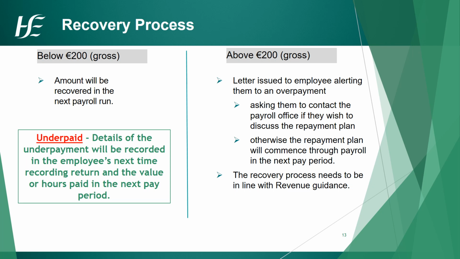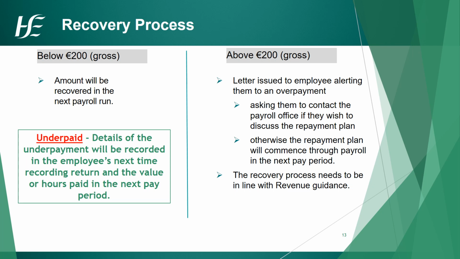As an employee, if you are over or underpaid, you have to inform payroll immediately. If you have an overpayment amount up to and including €200 gross, that will be recouped in the next payroll run. For amounts that are overpaid more than €200 gross, a letter is issued to an employee alerting them to an overpayment and asking them to contact the payroll office if they wish to discuss the repayment plan. Otherwise, the repayment plan will commence through payroll.